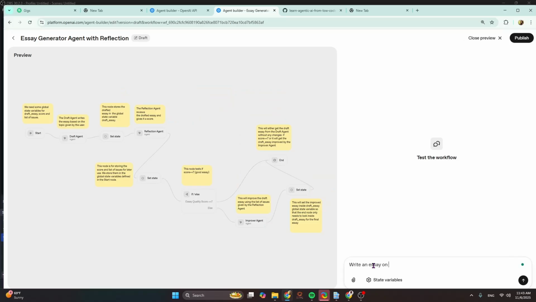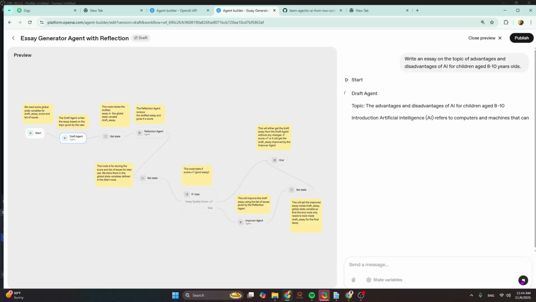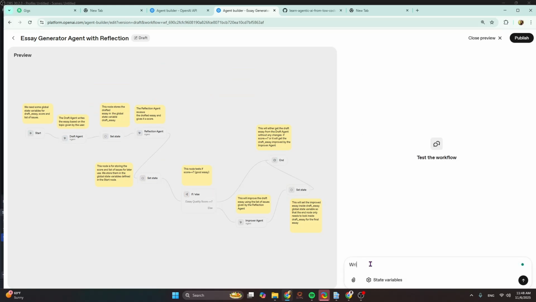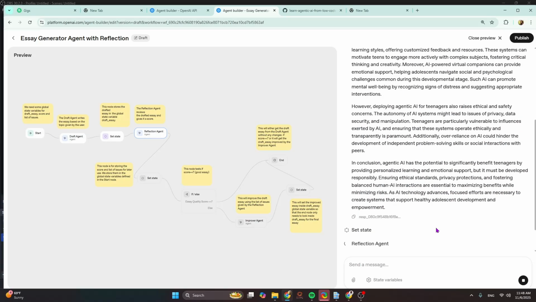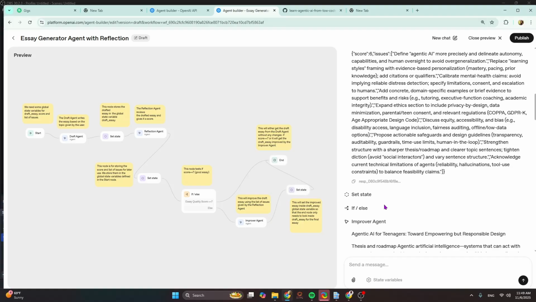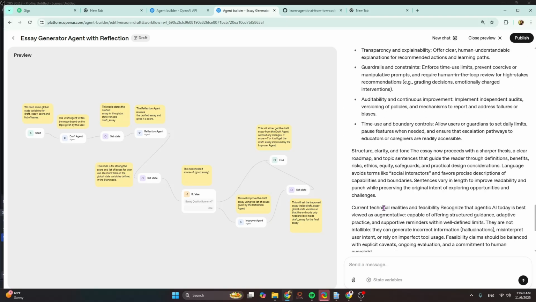I tested both the paths. In the first try, I used GPT-5 Nano for all the agents. In the first test, I got a score of 8. In the second test, I changed the model of the reflection agent to GPT-5. Then I got a score of 6, and then the improver agent worked on the essay and improved it.